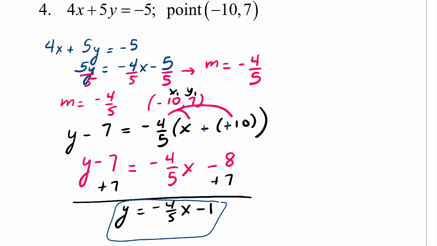So the first step was to rewrite the given line in slope-intercept form so that we could get that slope of negative 4/5. And then we used our point slope form using x1, y1 with our given point negative 10, 7. And then after we distributed and solved for y, we arrived at this answer, y equals negative 4/5 x minus 1, which is the parallel line in slope-intercept form. How did you do with that? Okay, in the next 2 examples, we're going to talk about those special lines, horizontal and vertical lines. Let's take a look at those next.